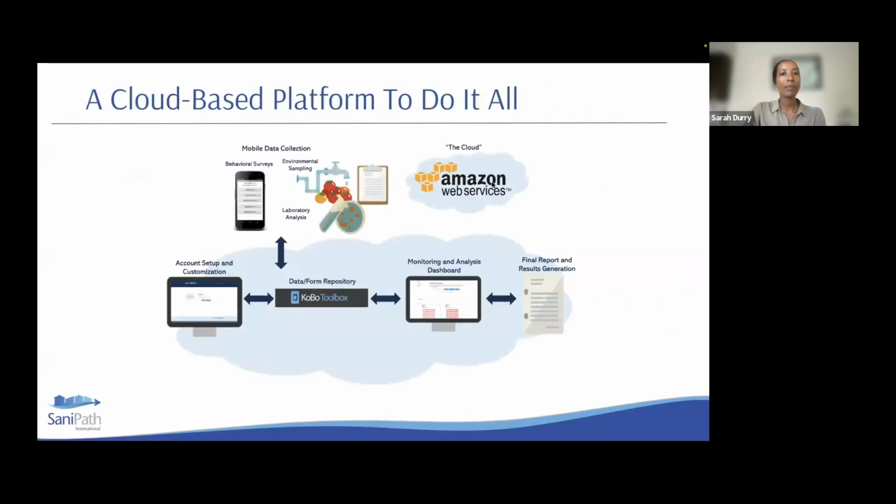And then just coming back to the tool and how it works, the tool is all on a cloud-based platform, and everything is open source and freely available on our website. So this includes the tool, protocols, and guidance on how to use the tool.